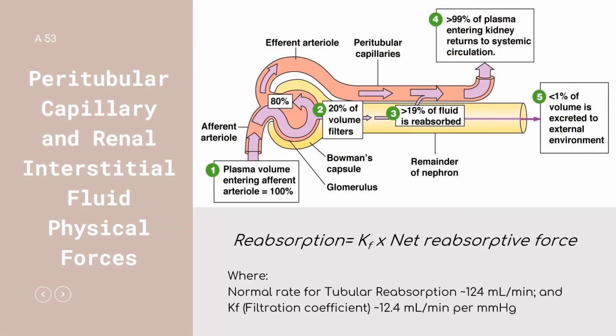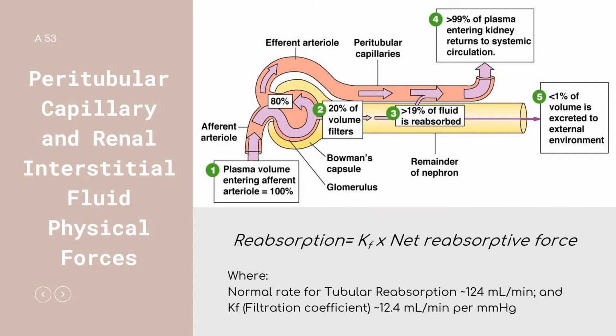This diagram here, on the other hand, demonstrates another control mechanism that regulates reabsorption. That is to say, the peritubular capillary and renal interstitial fluid physical forces. By physical forces here, we mean colloid osmotic forces and hydrostatic forces. As shown in the diagram, the plasma volume is reduced from 100% to 80% as it reaches the glomerulus. The 20% volume that was filtered in the glomerulus would then pass the renal tubules, where more than 19% of the fluid is reabsorbed back to the peritubular capillaries.